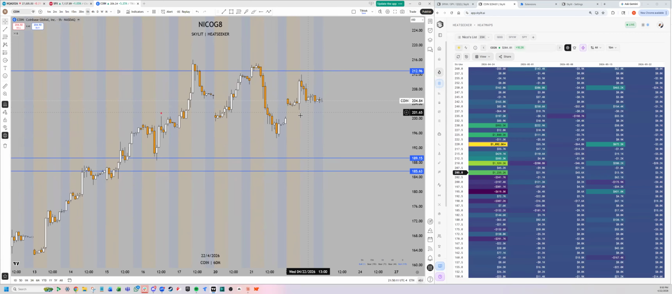This is 205. Let's see here. This 205 is a decent node, like as a floor. Now the issue is you immediately have that 210 right above, right? So I'd much prefer to clear 210 and then we have a larger runway, a larger air pocket to push upwards.